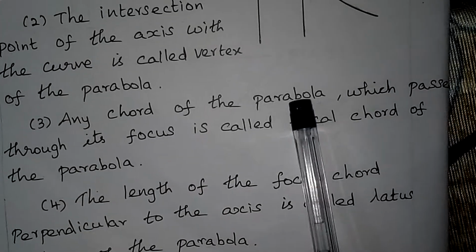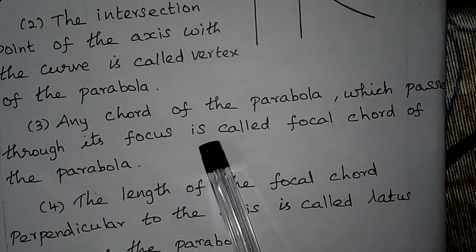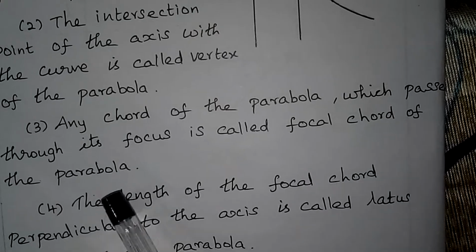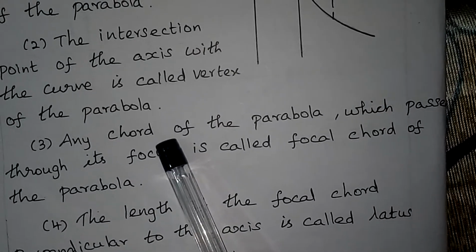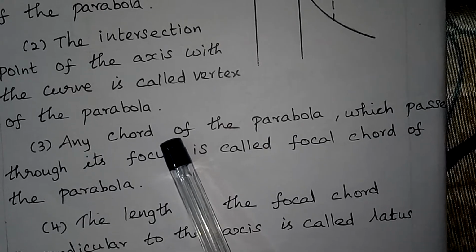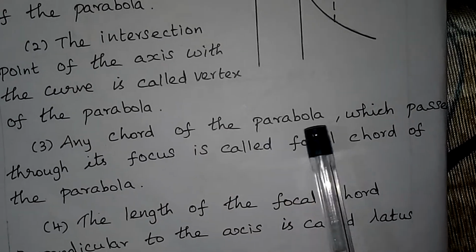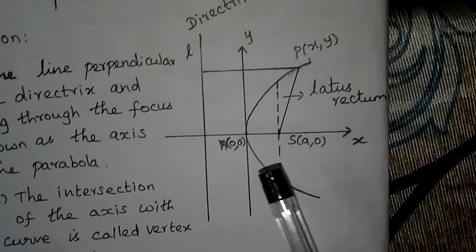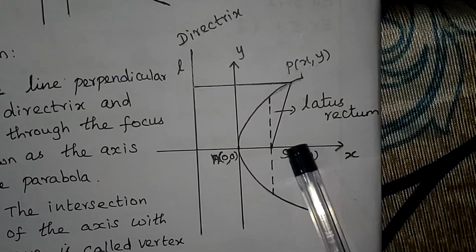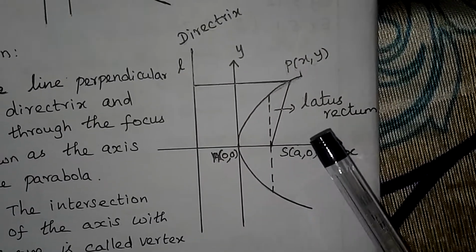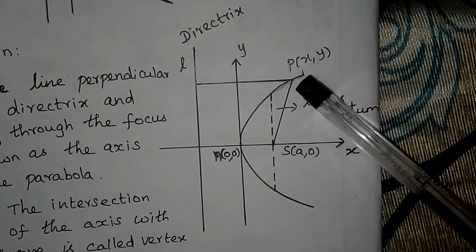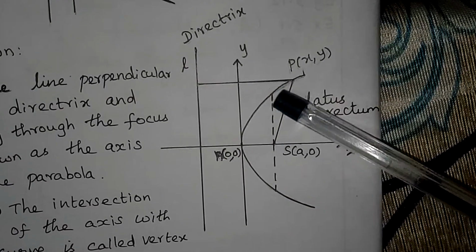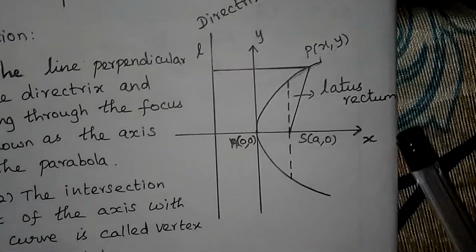Any chord of the parabola which passes through its focus is called a focal chord of the parabola. Any chord means the line segment that joins any 2 points on the parabola. You see here we have the focus, isn't it? So I can draw a chord passing through this focus, like this slanting, or like this straight. Everything is a chord only.